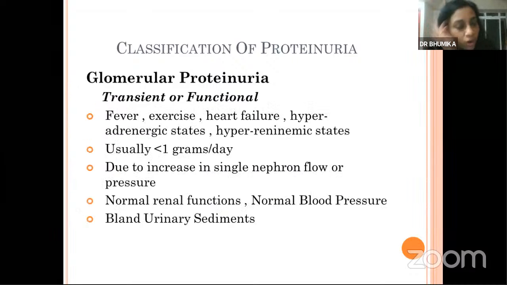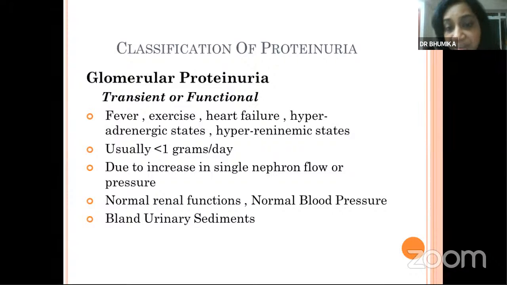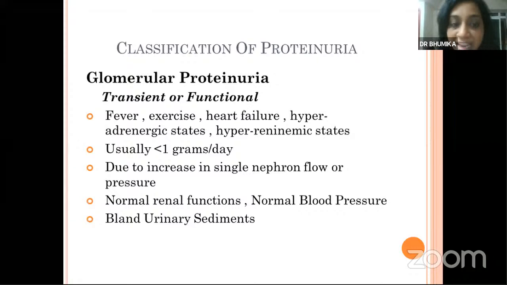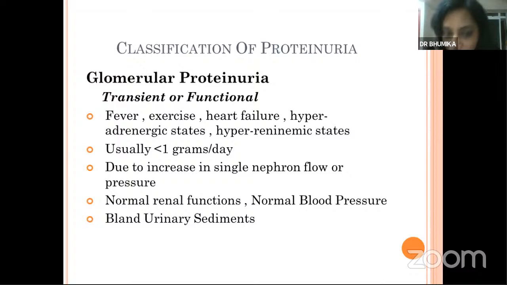Coming to transient or functional, it can occur in conditions such as fever, exercise, heart failure, hyperadrenergic states, or hyperadrenergic states. Usually when the patient does a 24-hour urine protein, it will be less than 1 gram in 24 hours. This is due to an increase in single nephron flow or pressure. When we do all the blood tests, renal functions are normal, blood pressure is normal, and the urine test will be bland.